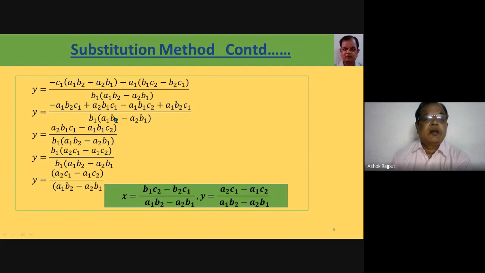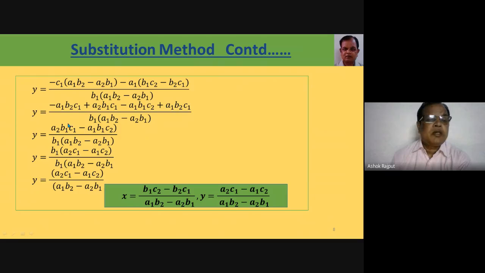c1 and minus a1 b1 c2, then change the sign, it is plus, then a1 b2 c1. Here we are seeing these two terms, a1 b2 c1 and a1 b2 c1. It is positive here, it is negative here, so it will be cancelled. Here will remain these two terms. So we have written here a2 b1 c1 minus a1 b1 c2.